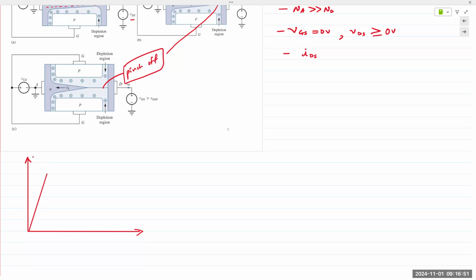And then the channel just about pinches off. And because it pinches off, it levels off. Okay. What would you expect to happen to the current when the channel pinches off? That's what we would expect to happen, absolutely. It should go to 0.